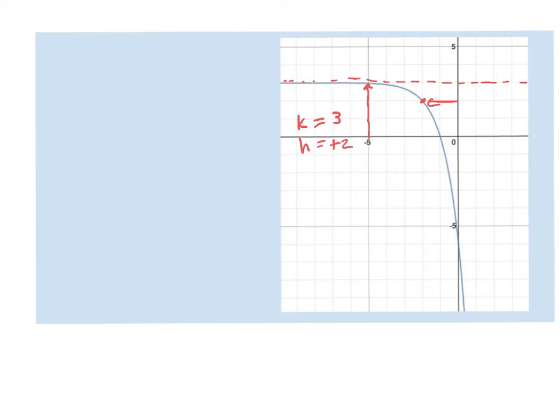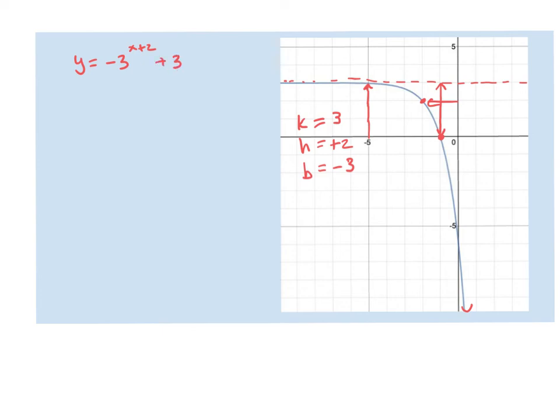Notice that it goes down to negative infinity. That means that whatever my b value is, it's going to be a negative number. And then I just need to see how far away from the asymptote it is. In this case, it's 3 units, so that would be a negative 3. So when I write my equation, I would have y equals negative 3 to the x plus 2, and then plus 3 for k.